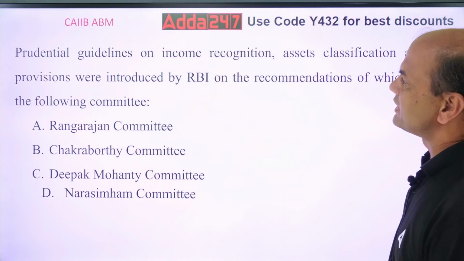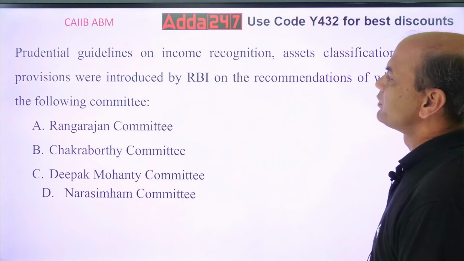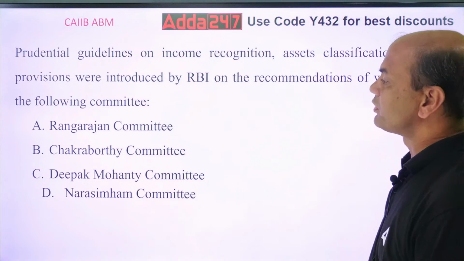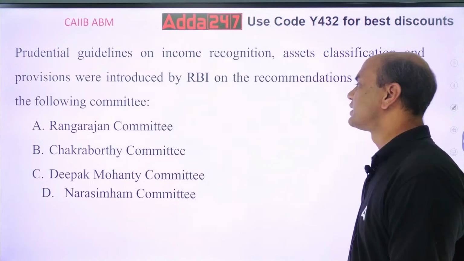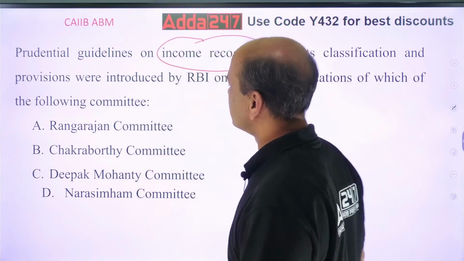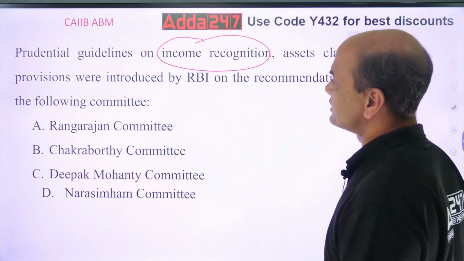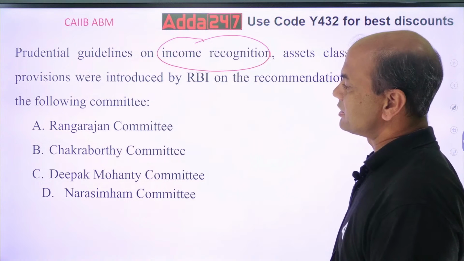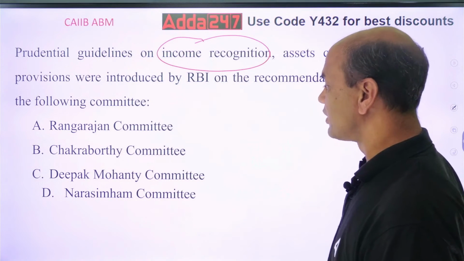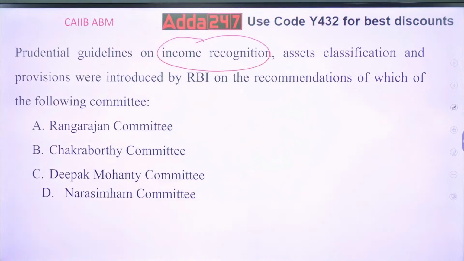Prudential guidelines on income recognition, asset classification and provisions were introduced by RBI on the recommendation of which of the following committees? Rangarajan Committee, Chakraborty Committee, Deepak Mohanty Committee or Narsimham Committee. So, because of which committee were they introduced?